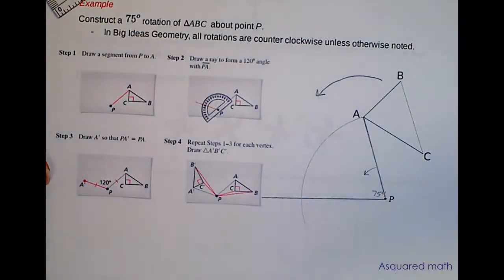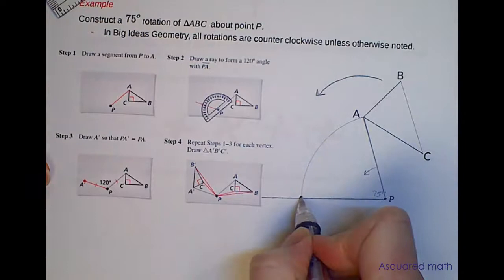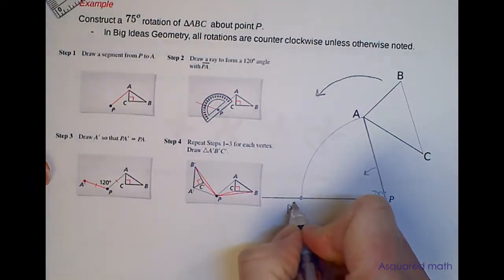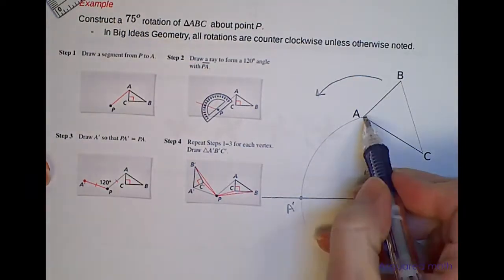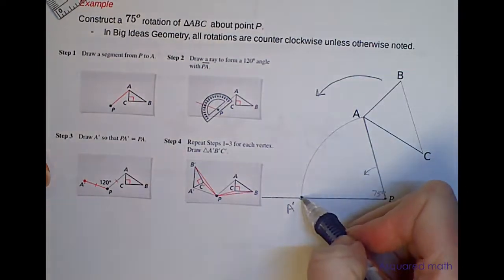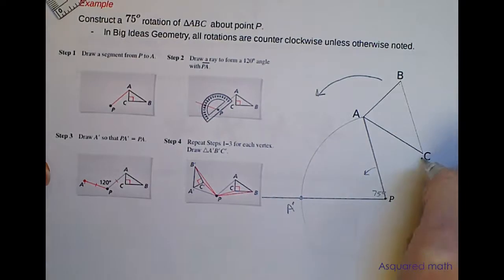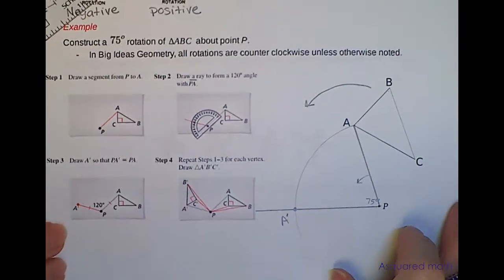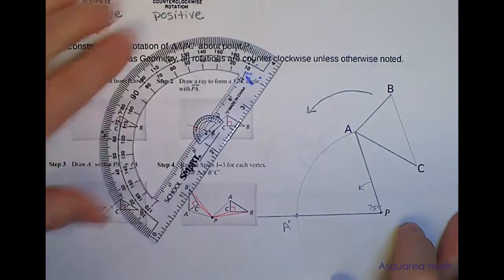And where that intersects, this is A prime. So this is point A rotated counterclockwise 75 degrees. We're going to repeat the process for every single point on our figure. The more points, the more time it's going to take, and it's just a process.